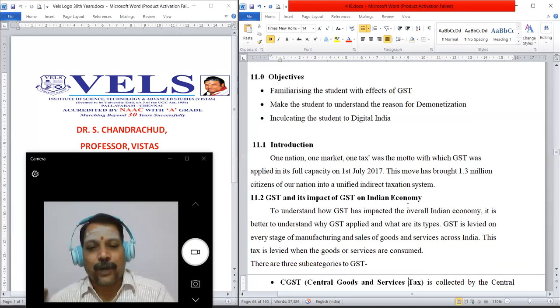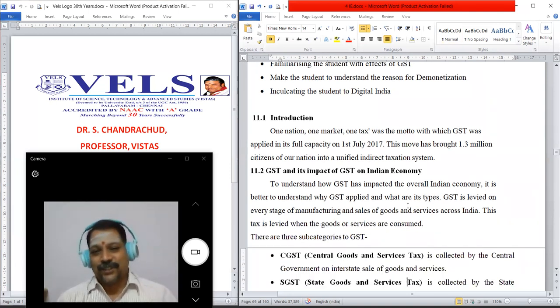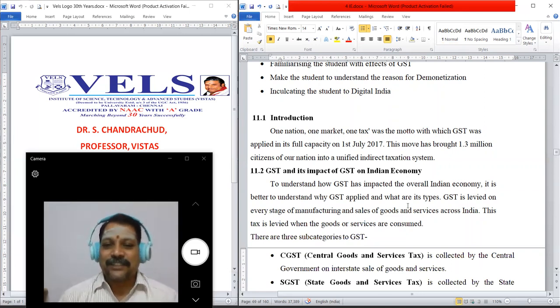One nation, one market, and one tax was the motto of GST, which was applied in its full capacity on 1st July 2017. This move has brought 1.3 billion citizens of our nation into a unified indirect taxation system. So with this basic information about goods and service tax, let us get into what are all the elements involved in GST and how it impacts the Indian economy.